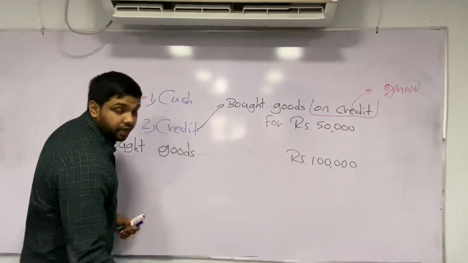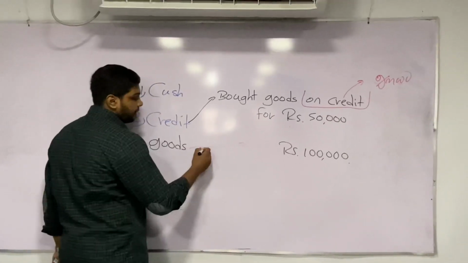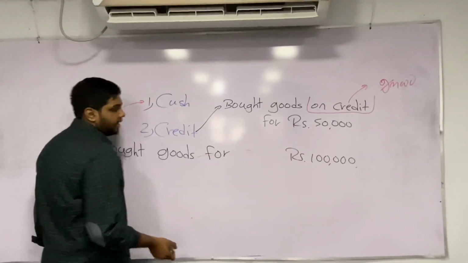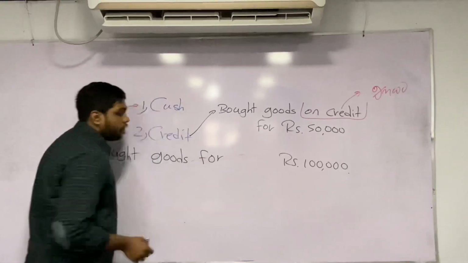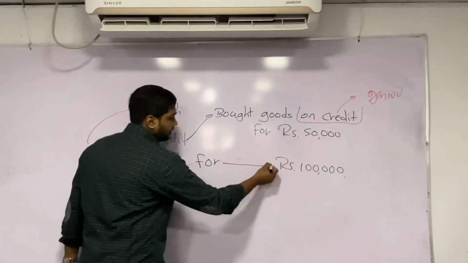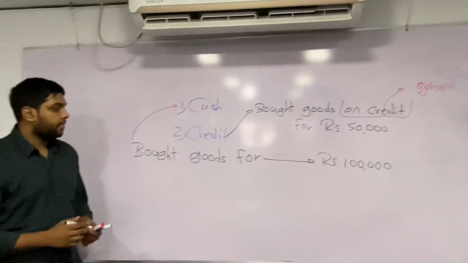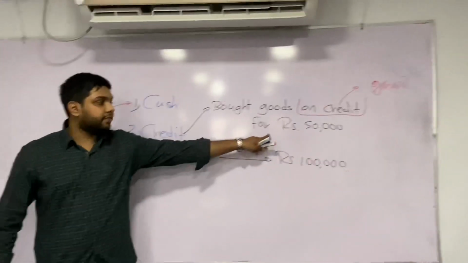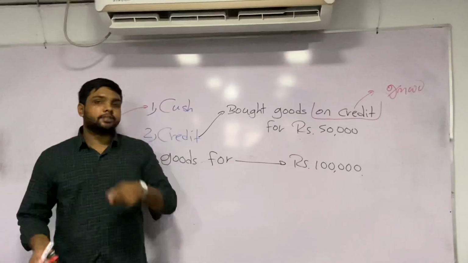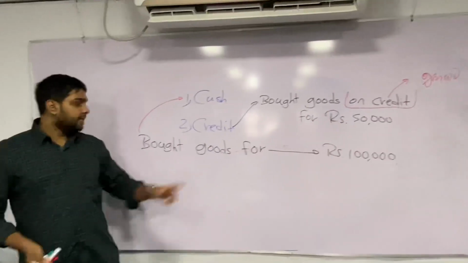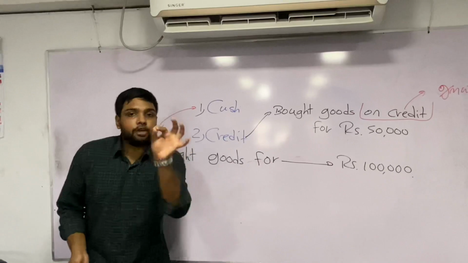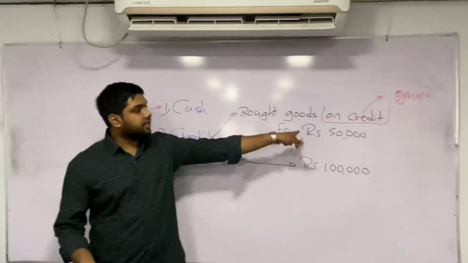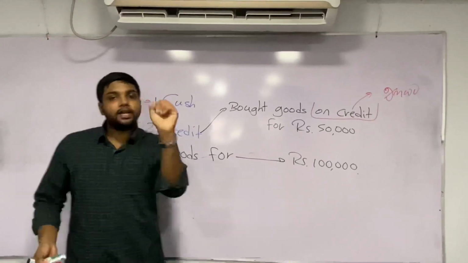See it clearly on the board. Bought goods for 100,000. This is a cash transaction, and bought goods on credit for 150,000 is a credit transaction. If someone asks you how this is cash and that is credit, in this transaction they have not used the word on credit, but in this transaction they have used the word on credit.